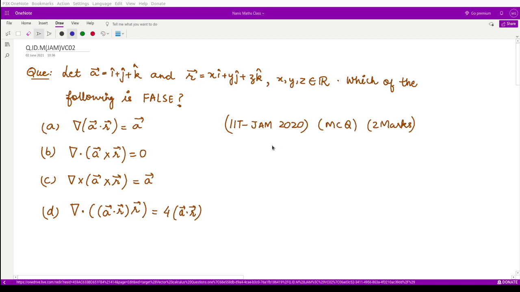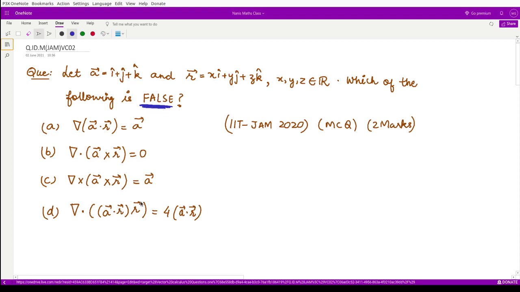Okay, so this question is telling you that vector A is given to be i cap plus j cap plus k cap, and vector R is given to be x i cap plus y j cap plus z k cap, where x, y, z are real numbers. Which of the following is false here? So you have to check each of these four options in order to check which one is false, right?